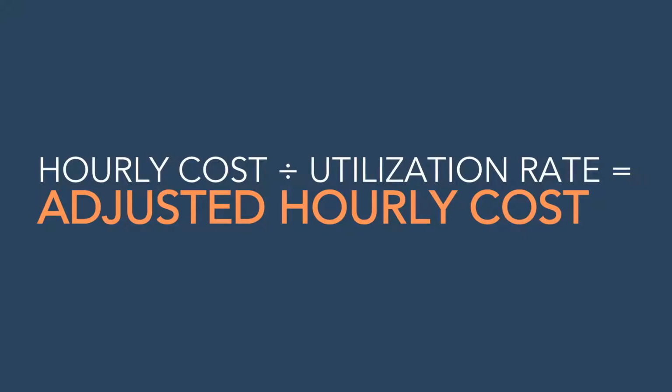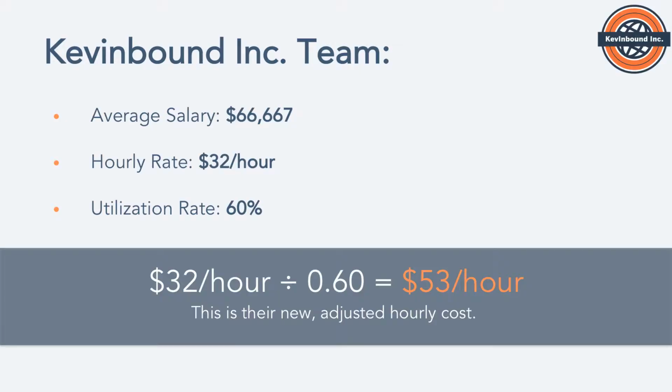To do this, divide your hourly cost from step 2 by that utilization rate percentage as a fraction. For example, Kevin Bound's utilization rate is 60%, so they're going to divide that $32 an hour by 0.6. This makes their adjusted hourly cost $53 an hour.